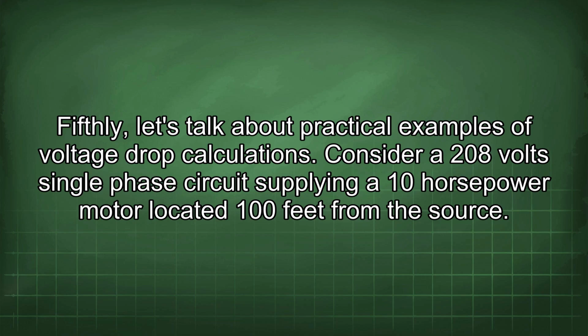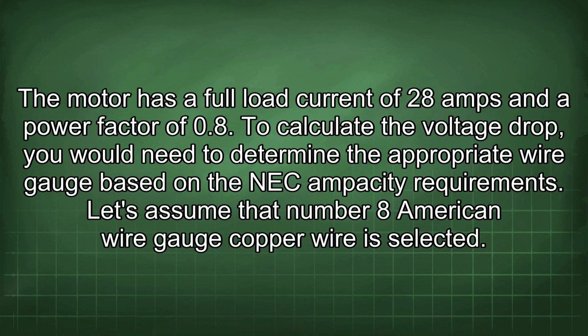Consider a 208-volt single-phase circuit supplying a 10 horsepower motor located 100 feet from the source. The motor has a full load current of 28 amps and a power factor of 0.8. To calculate the voltage drop, you would need to determine the appropriate wire gauge based on the NEC ampacity requirements. Let's assume that number 8 American wire gauge copper wire is selected.